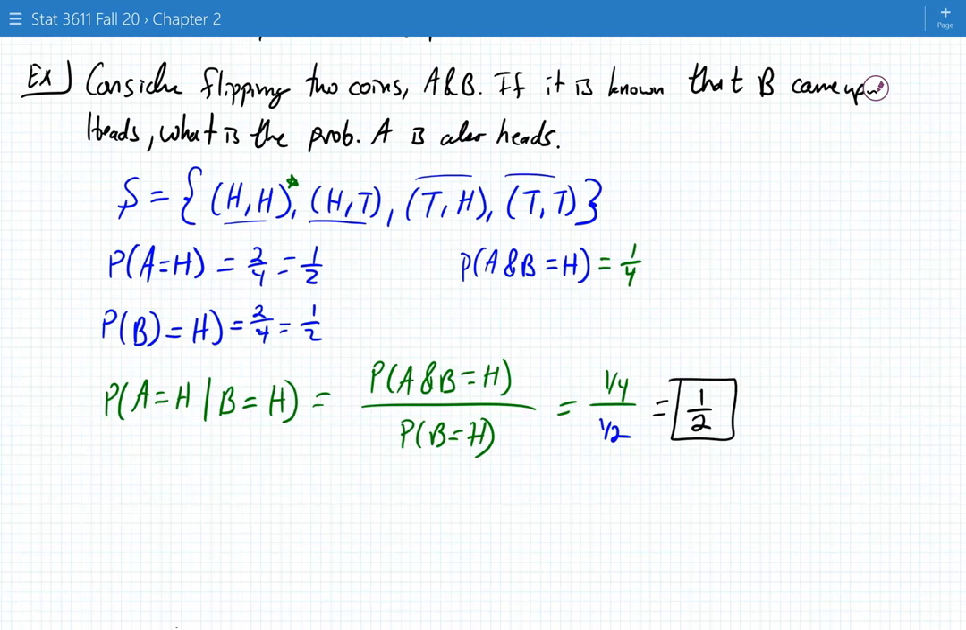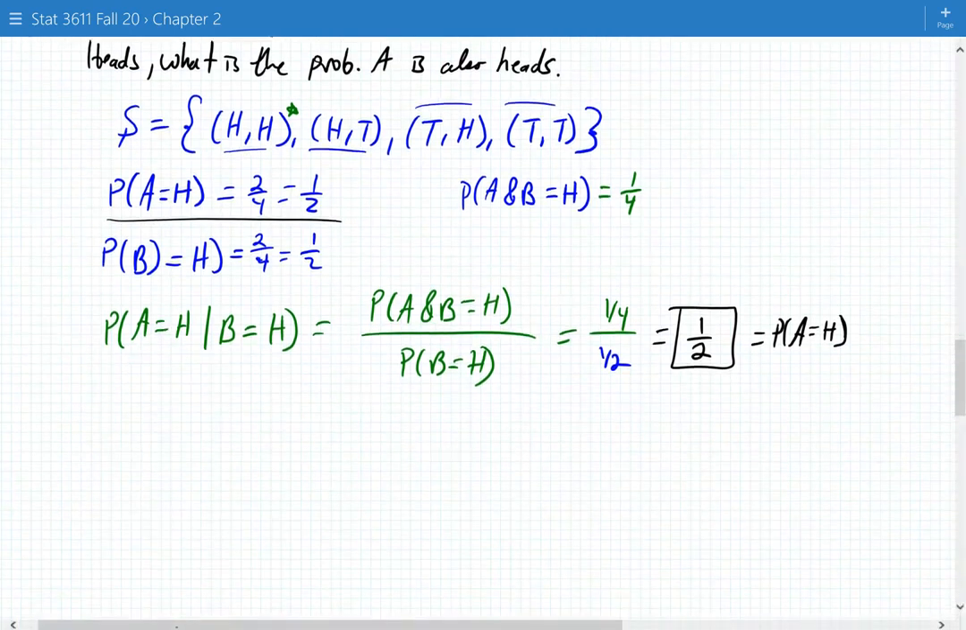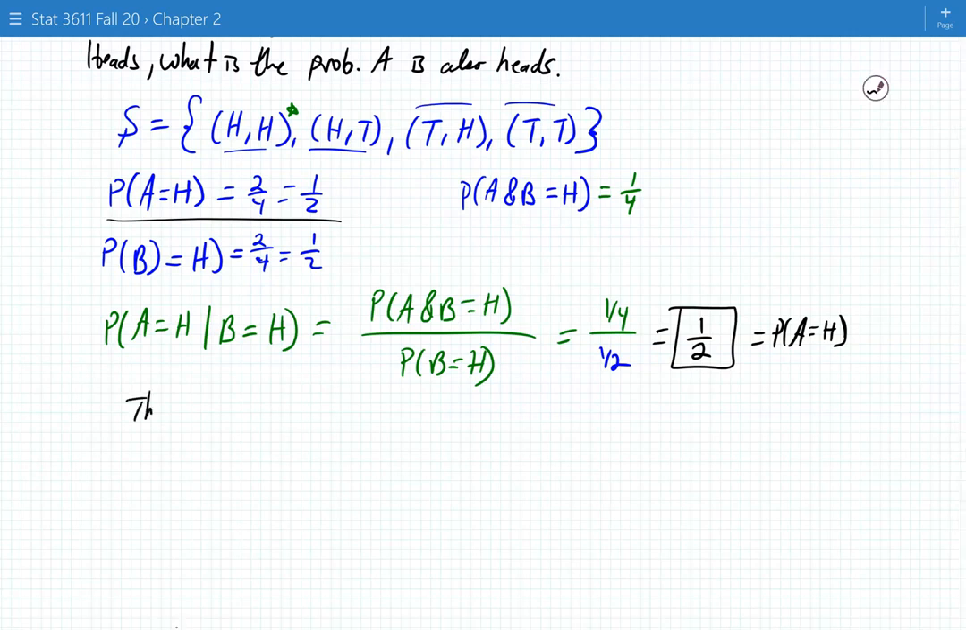Notice that's the same as the probability that A is heads. So the probability that A is heads given B is heads is the same as the probability that A is heads. This means they are independent.